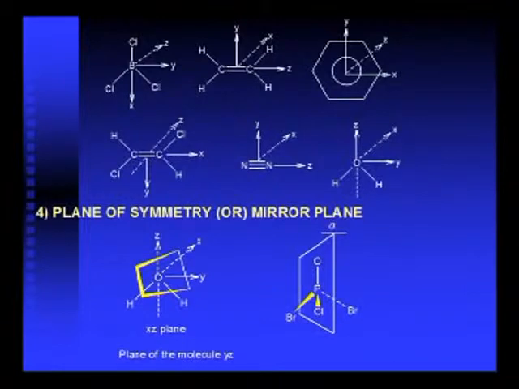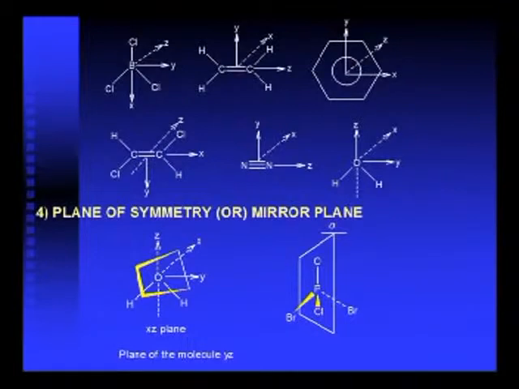Then coming to the X axis in BCl3, since the molecule is planar and Z is perpendicular to the plane, the X axis should lie on the plane so as to pass through the maximum number of atoms. That means the axis which is passing through one boron and another chlorine will be called the X axis. The third one left will be called the Y axis as far as your BCl3 is concerned.